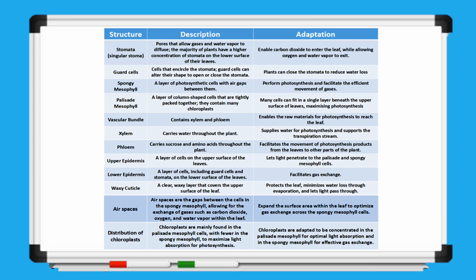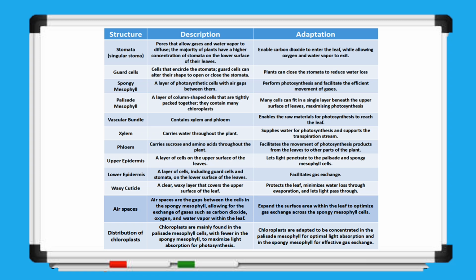These spaces expand the internal surface area, helping gases like carbon dioxide and oxygen move efficiently to and from the cells. Finally, we have the distribution of chloroplasts. Most of them are concentrated in the palisade mesophyll, that's where the most sunlight reaches. But some are also found in the spongy layer and guard cells to keep photosynthesis going and help regulate stomatal function.